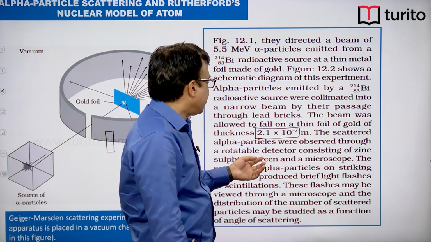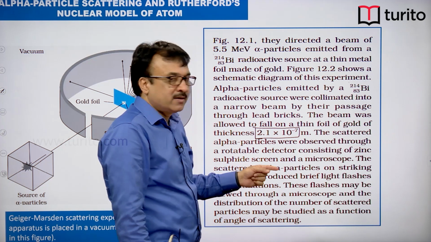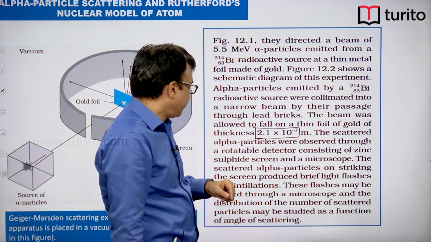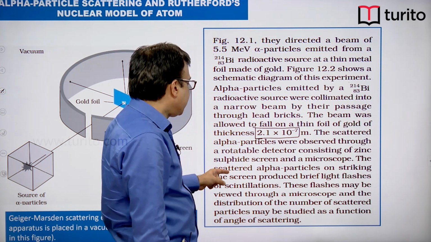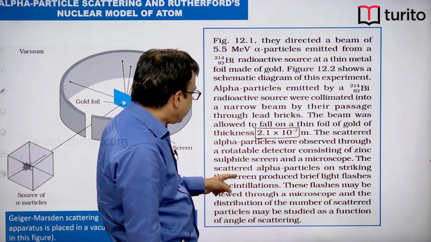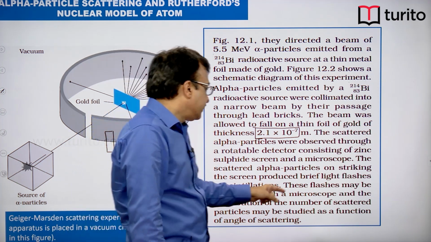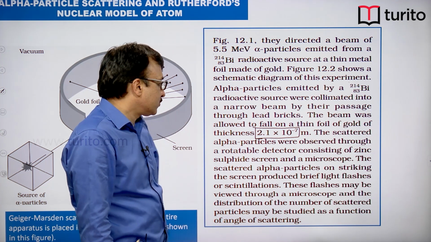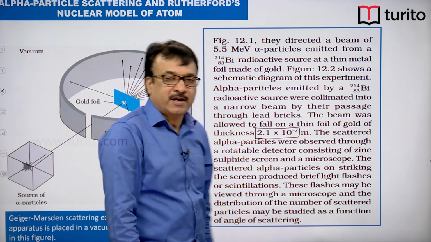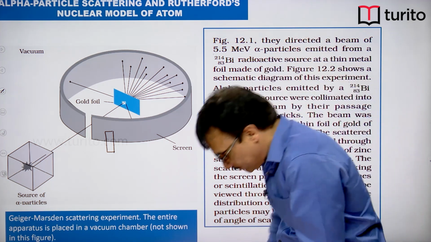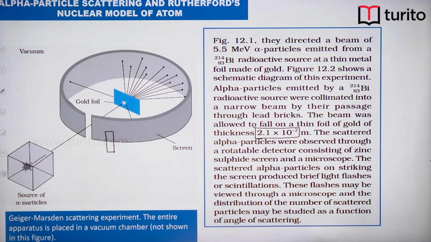The scattered alpha particles were observed through a rotatable detector consisting of a zinc sulfide screen. The screen is coated with zinc sulfide, and a microscope. The scattered alpha particles on striking the screen produced brief light flashes or scintillations. These flashes may be viewed through a microscope, and the distribution of the number of scattered particles may be studied as a function of angle of scattering. This section I have taken directly from the NCERT book, so it will be helpful for you for your 12th class also.